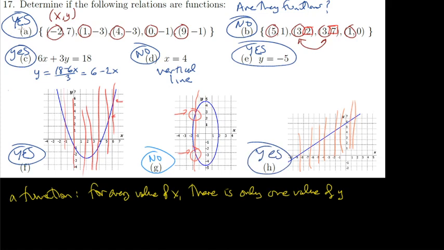Okay, so part A is yes, part B is no, part C is yes, part D is no, part E is yes, part F is yes, part G is no, and part H is yes. Right, that's all it is.